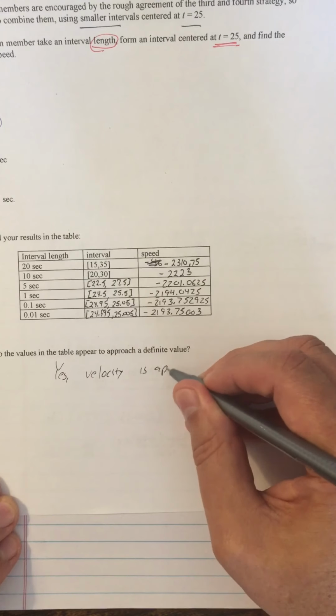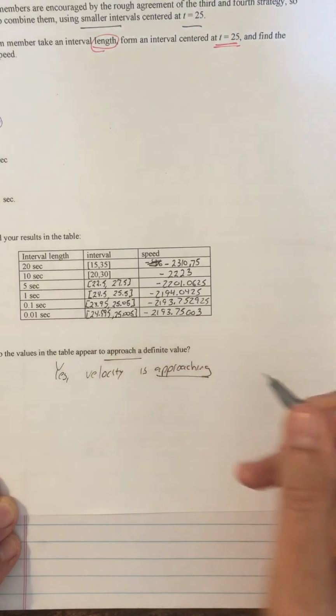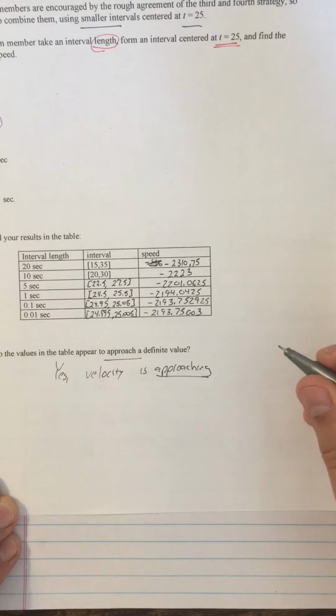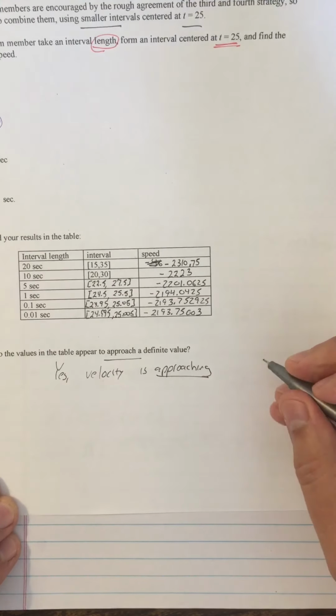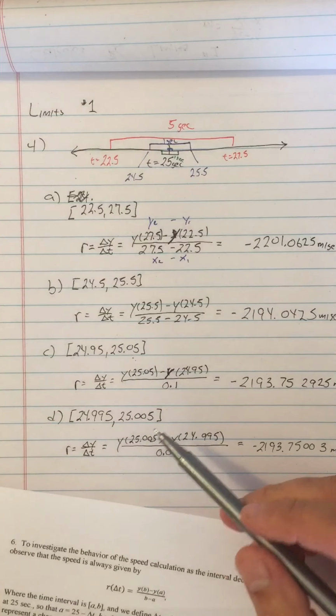Velocity is approaching, and this word approaching is going to be really important to us, getting closer and closer to. We actually have a mathematical definition for what closer and closer means. Velocity is approaching negative 2193.75 meters per second. All right, so now, starting in number 6 of this investigation, we want to look at even smaller intervals. So now we're going to go down to much smaller intervals. So we went down to 1/100th.